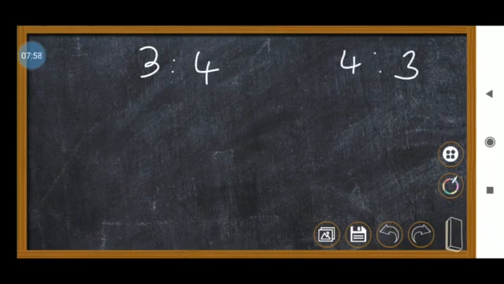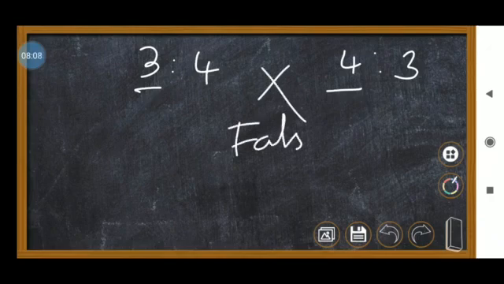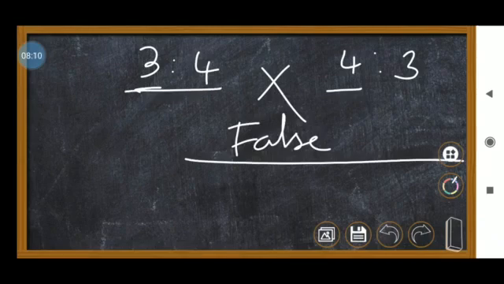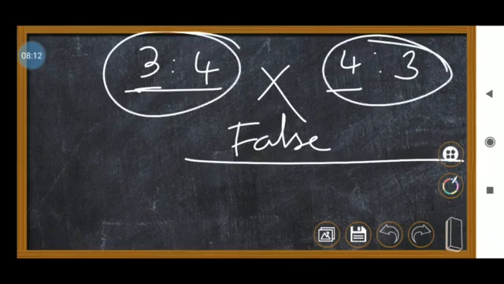We should not say, sir, 3s are here, 3s are here, 4s are here, 4s are here, that is not it. Here the first number is 3, here the first number is 4, so it is different, so that means it is not proportional. 3 is to 4 is different from 4 is to 3, so the statement is actually false.